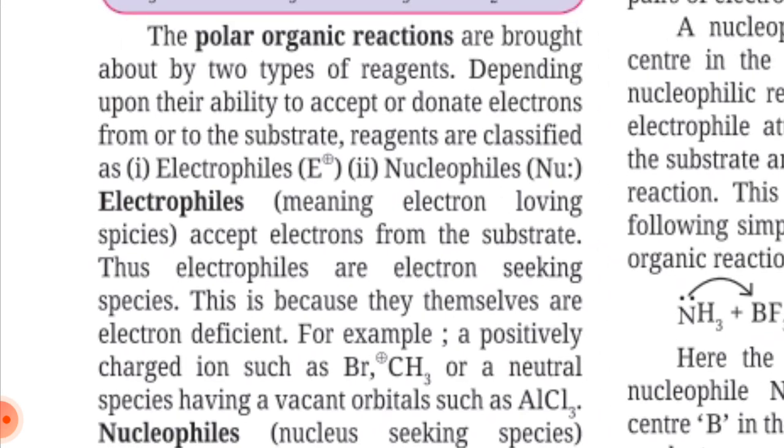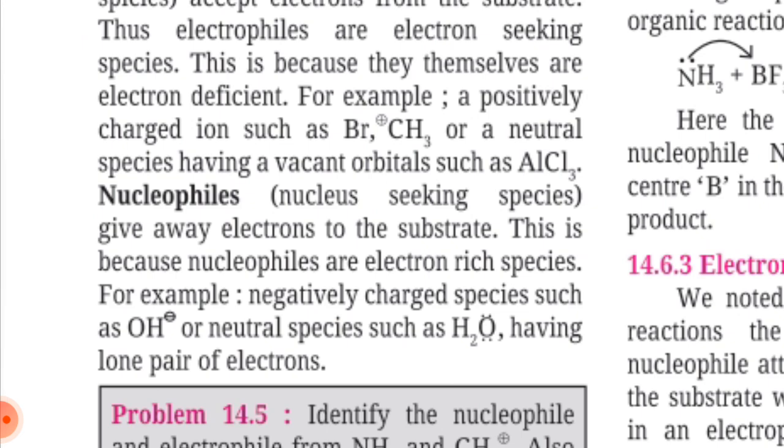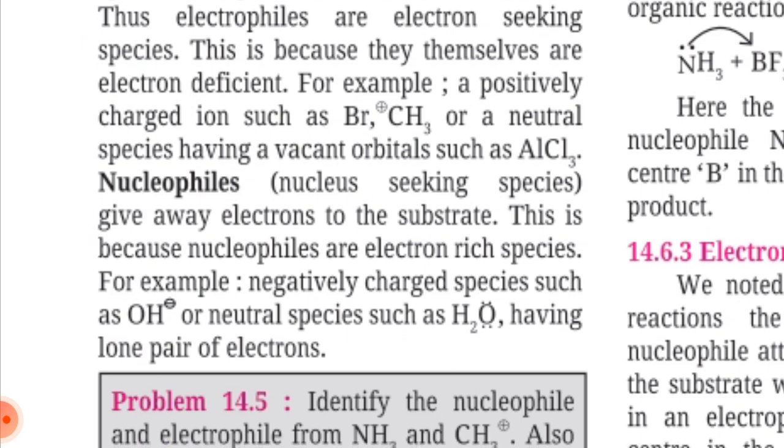The polar organic reactions are brought about by two types of reagent, depending upon their ability to accept or donate electron from or to the substrate. Reagents are classified as electrophiles, E plus, and nucleophiles, Nu. Electrophiles, meaning electron-loving species, accept electron from the substrate. Thus, electrophiles are electron-seeking species.